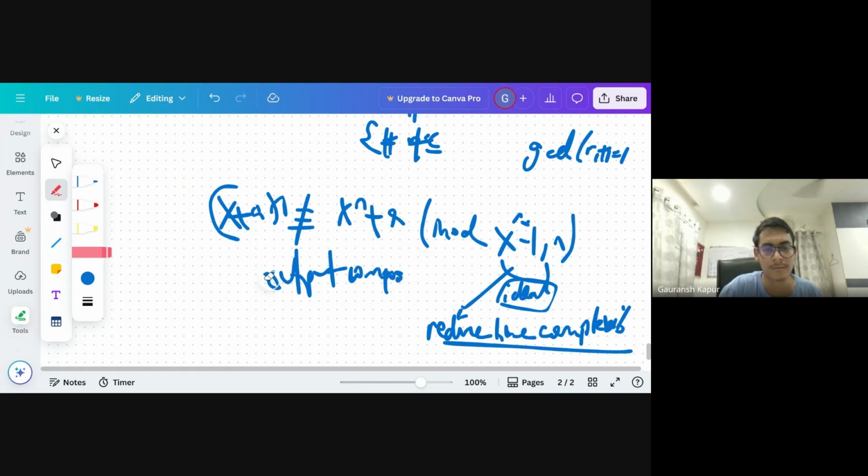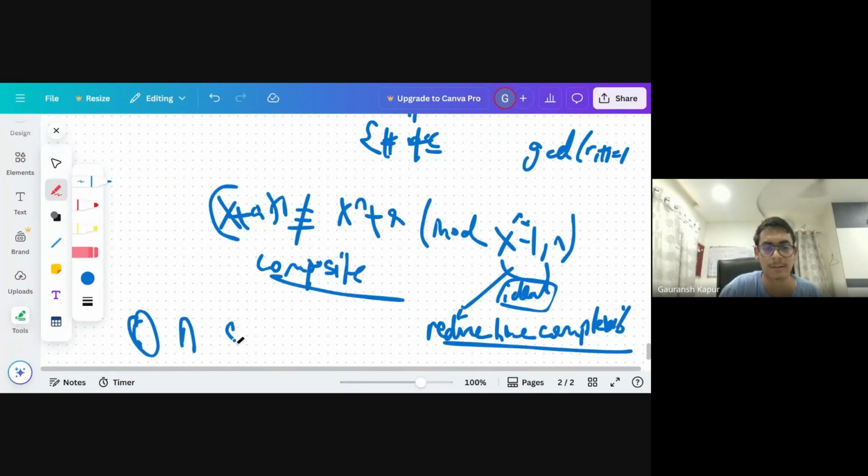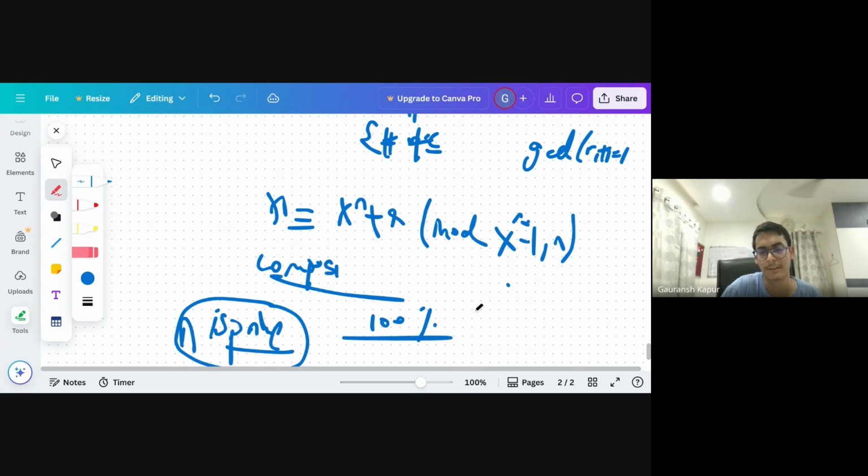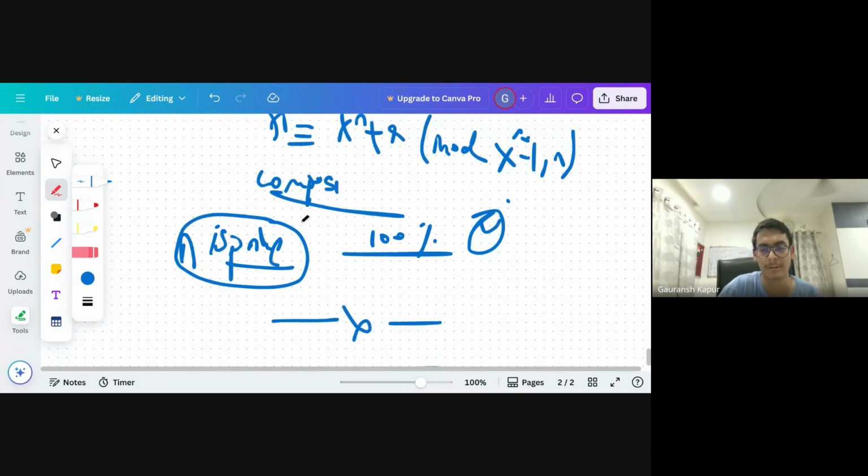And if this is true for all a in that range, so if all the conditions till step 5 are satisfied, then you give the final output that n is prime. So this is the AKS primality test, which tells you with 100% accuracy. It has no counterexample, and in the paper which these three scientists wrote, they proved that there is no counterexample. So this test is 100% correct. So yeah, this was all I had to mention today, and I hope you all liked it.